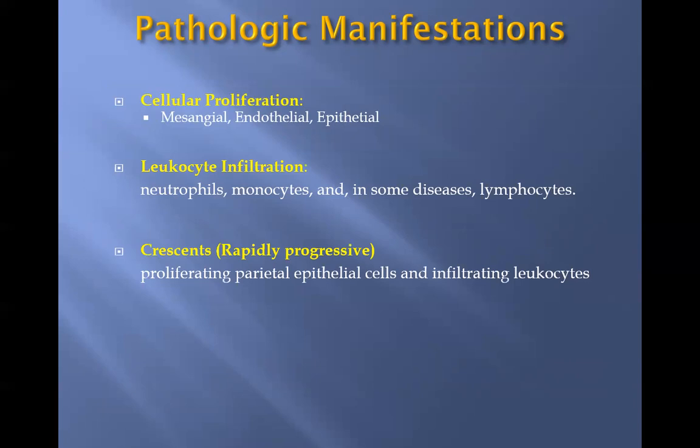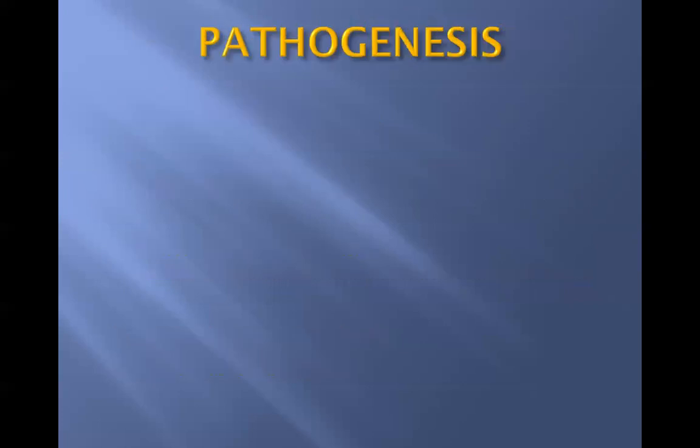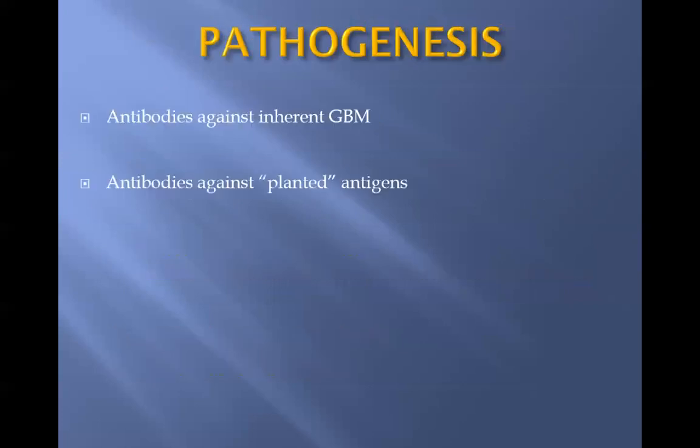Now we are talking about the parietal epithelium, which is lining Bowman's capsule, right? When those cells start proliferating, they form a crescent formation, and also with the infiltration of leukocytes. Then thickening of the basement membrane, and hyalinization and sclerosis. So these are the manifestations which we see in the kidney.